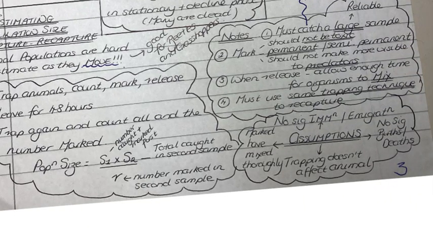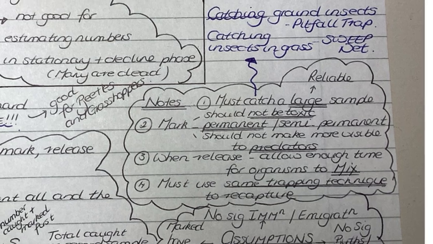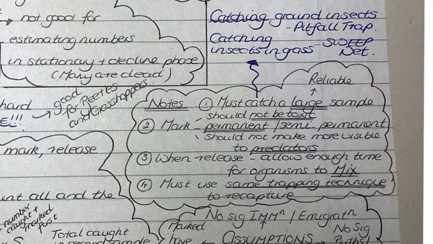So there are things that we have to note about this. These are the notes, the things that keep coming up in mark schemes. First of all, you must catch a large sample, so a large sample of mice. Why do you need that? That is so that you have a reliable estimate of the population. So how do you catch things? Obviously ground insects, invertebrates that creep along the ground, you would just catch them with a pitfall trap. If you're trying to catch insects in the grass, you would of course use a sweep net.